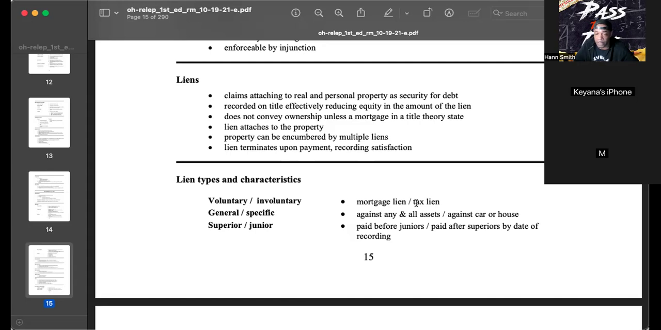That's involuntary. I don't think you really need to know the difference between a general and specific lien, but a general lien is against anything that you own. A specific lien is one that's specifically attached to your house or a car or something like that. And superior and junior, that's something that you're going to want to know in real estate, but you're not going to be tested on that. But pretty much in Ohio, they have what we call recordation.